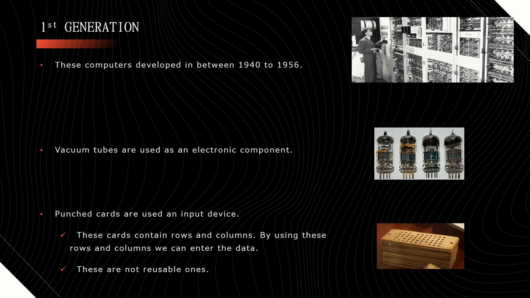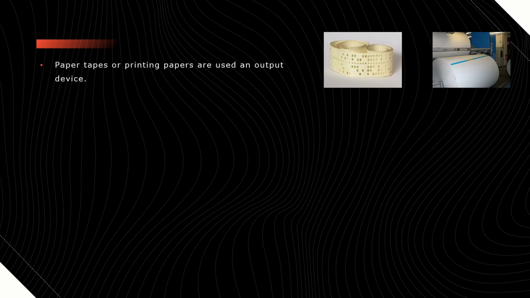We can enter the data only for once by using one puncher card. If we want to re-enter another data, then we have to use one more puncher card. The same already used puncher card cannot be used for another data, so that these are not reusable ones. Paper tapes or printing papers are used as an output device. By using these, we can display the data.